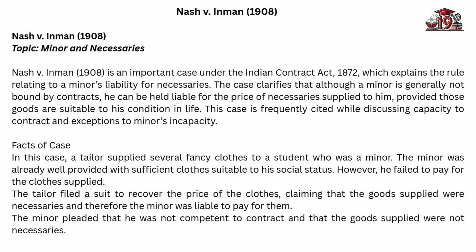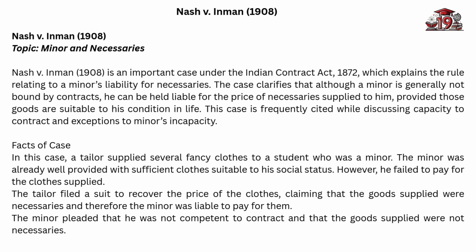Nash v. Inman, 1908. Topic: Minor and necessaries. Nash v. Inman, 1908, is an important case under the Indian Contract Act, 1872, which explains the rule relating to a minor's liability for necessaries. The case clarifies that although a minor is generally not bound by contracts, he can be held liable for the price of necessaries supplied to him, provided those goods are suitable to his condition in life. This case is frequently cited while discussing capacity to contract and exceptions to minors' incapacity.